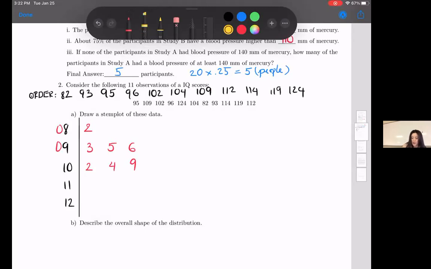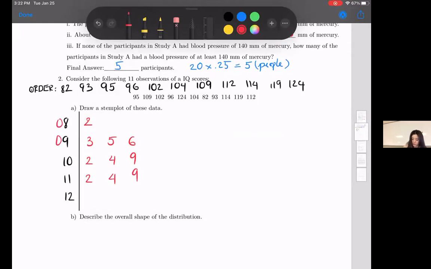By the way, on the exam you will have one like this. I want you to put the numbers in the same column. I know it's not perfect, but try to be neat. So when you draw a distribution, you draw a density curve, you know what shape it is. 11, 12, 112, 114, 119, and 124.